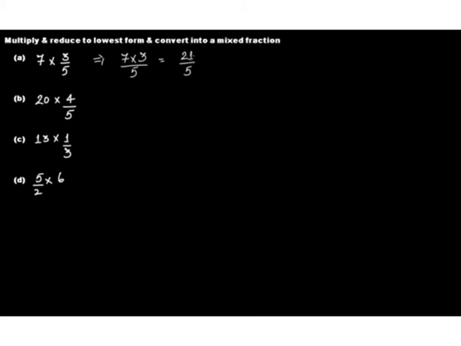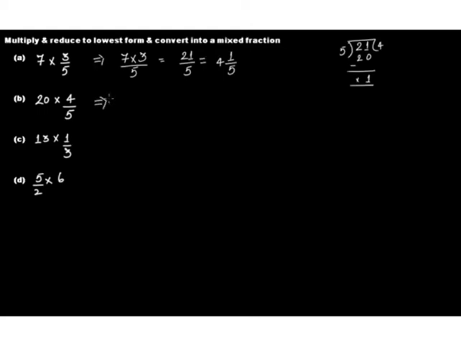So to convert this 21 by 5 into a mixed fraction, what do we do? We first divide 21 by 5, and this will be 5 times 4 is 20. When you subtract it, you'll get 1 as the remainder. So this will be this 4, that is the quotient, the remainder 1, and this 5. So this is the mixed fraction of this 21 by 5, right?